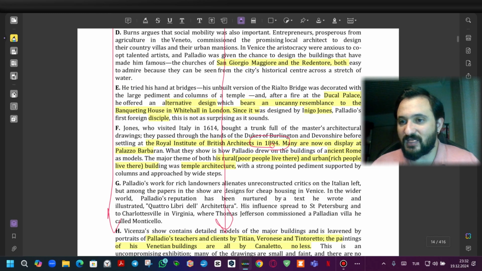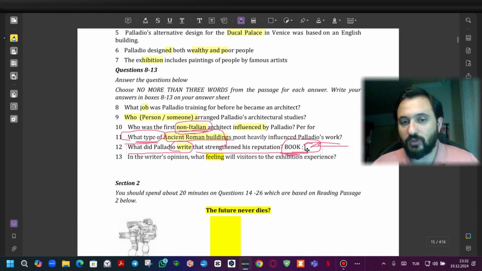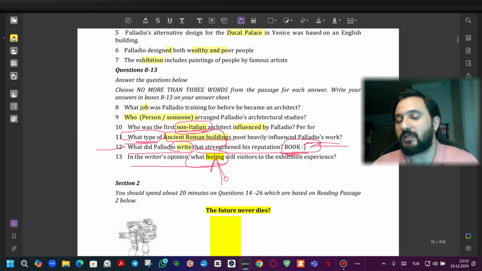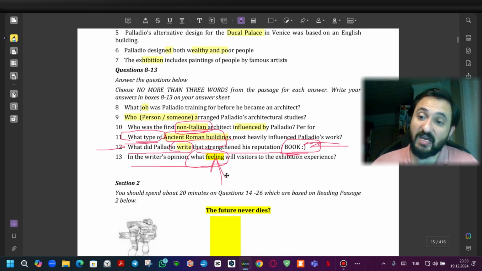19th, 18th, 17th centuries. So I can write a book, I can write a paper, I can write an article. So you need to find the name of the paper, name of the book. In the writer's opinion, what feeling? You need to find one feeling. Happiness, sad, excitement, calm. Okay?